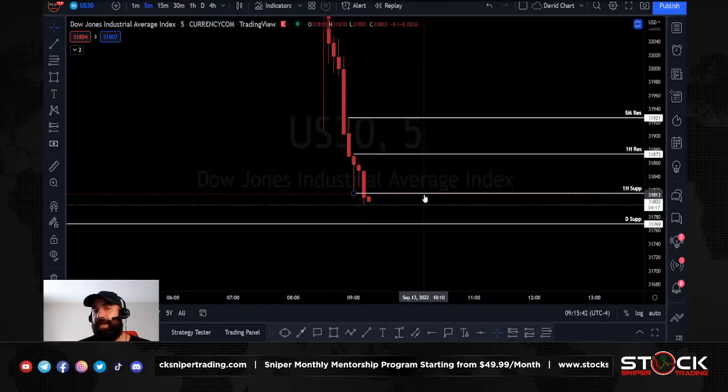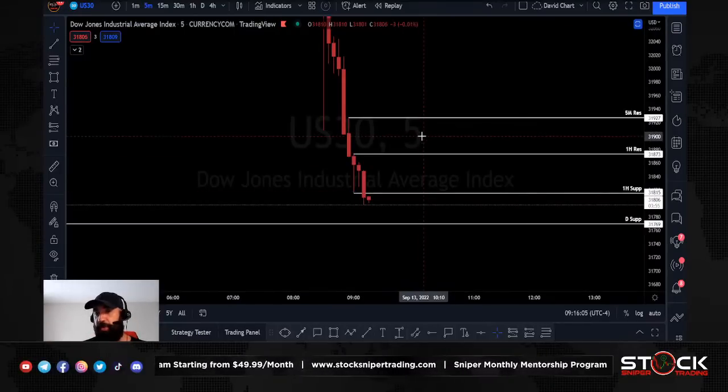So you can see here on the Dow, guys, we're still holding here. It's currently 9:15. Our main focus is to see now, is this oversold Dow going to have a short-term pullback, maybe to the 5 minute, to the 31,900 area.